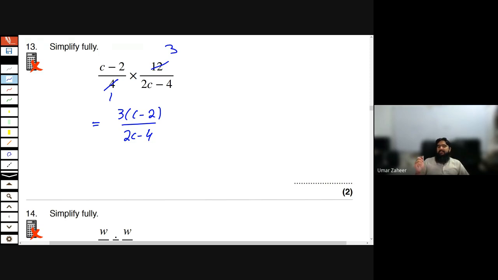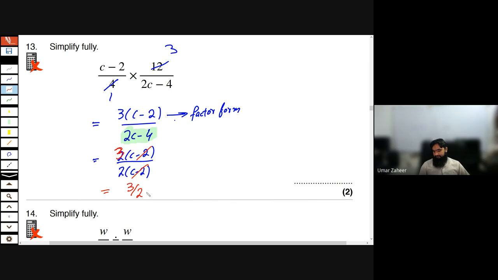Now, remember one point: if they give you a single fraction and say that you have to simplify, you have to look for whether you are able to write the numerator and denominator in factor form. So look at here, it is already in factor form. So we need to convert the denominator into factor form. So let's see how to convert. Just focus on this term. Yes, what is common in 2c minus 4? 2. And what will you get inside the bracket? C minus 2. So c minus 2 will be cancelled out. The final answer is going to be 3 over 2.